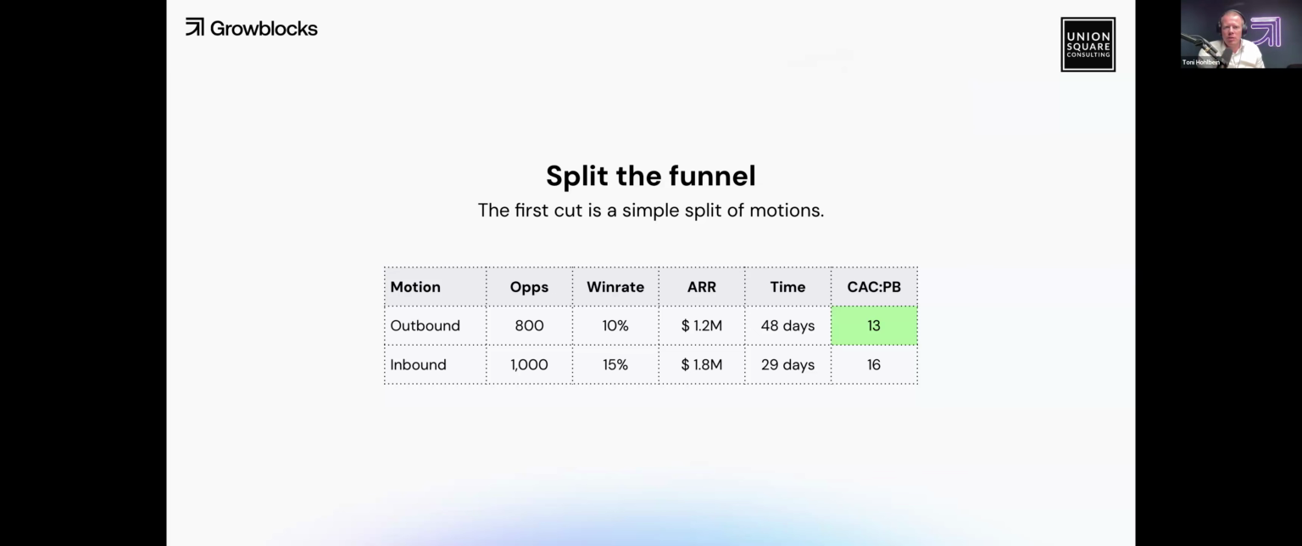The CAC payback is 13. Maybe you have a target of 12. This is super close to it. So in this motion, you would say, actually, let's divest out of inbound because there's apparently a CAC payback of 16, and put all the money into outbound. And I would say, well, not so fast. Let's double click on the inbound piece.